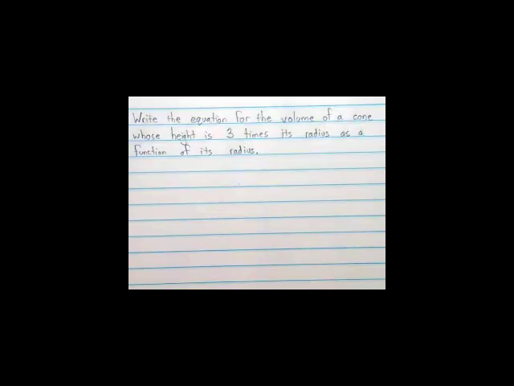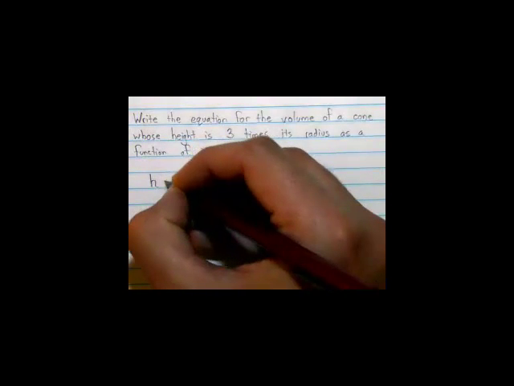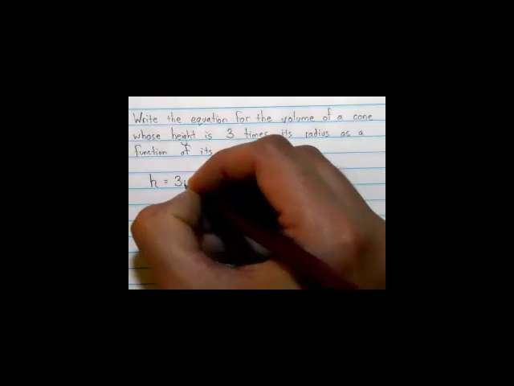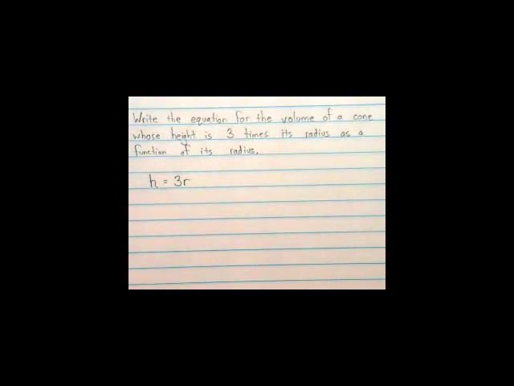Okay? So let's start with what we know. Okay? So, what do we know? What can we write down? What relationships do we have in this problem that we're going to need? Yep. The height of the cone is equal to 3 times its radius. H equals 3r. Okay, that's key.